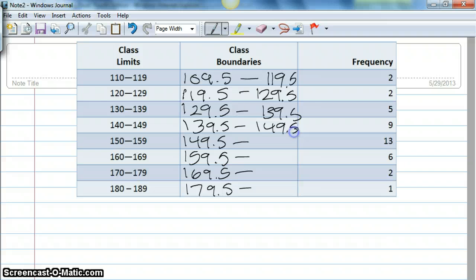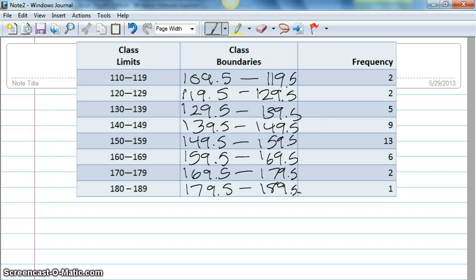149.5, 159.5, 169.5, 179.5, and last, 189.5. And now we have these class boundaries, so that if we did have measurements that had fractional parts, or decimals, we could figure out where they fall within this group frequency distribution.